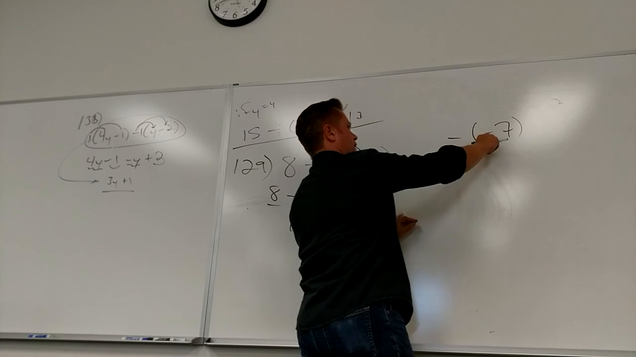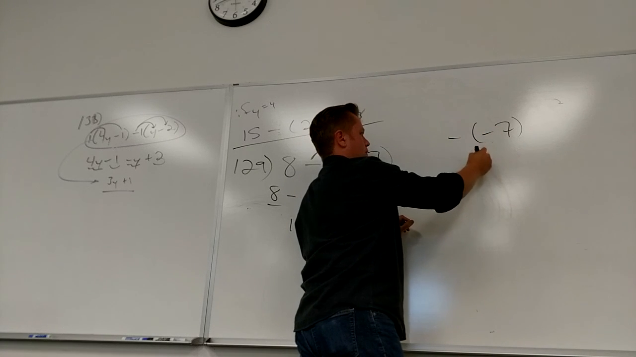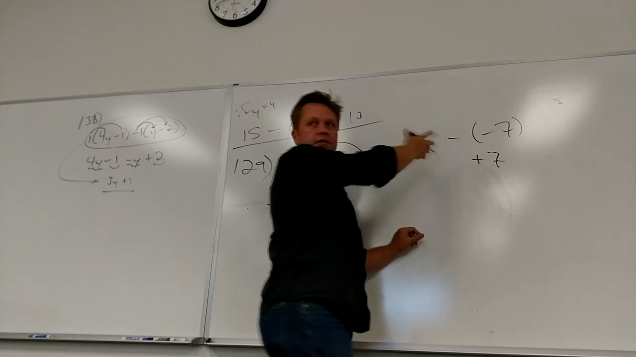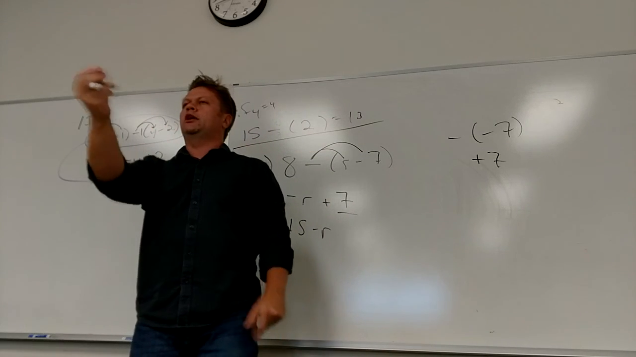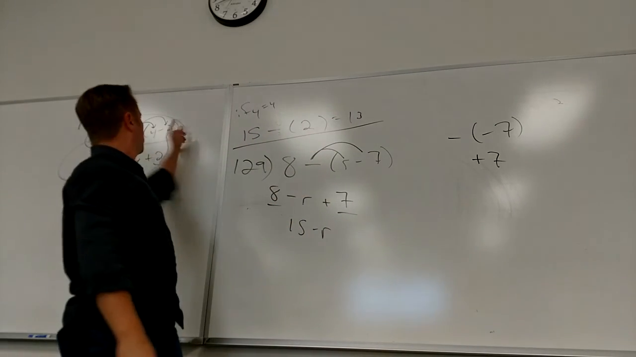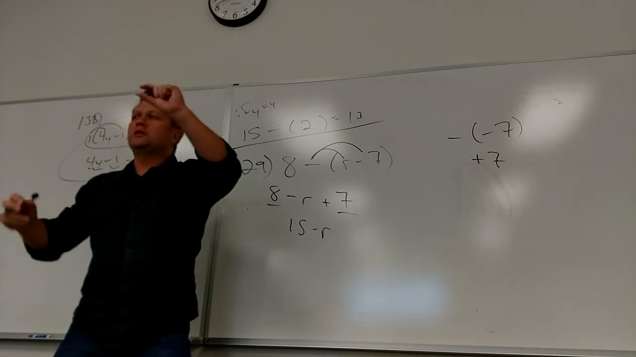Now watch. What's negative 7? Let me do something we never do. I'm going to write the plus sign. Why don't we write it? Because if it's not there, we know it's there. Same reason we don't write the 1, just to save a little bit of time.